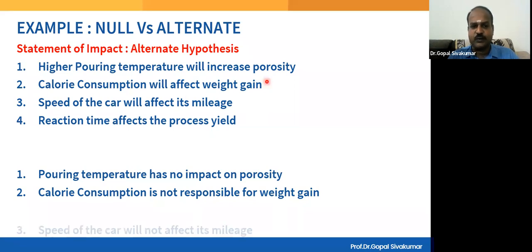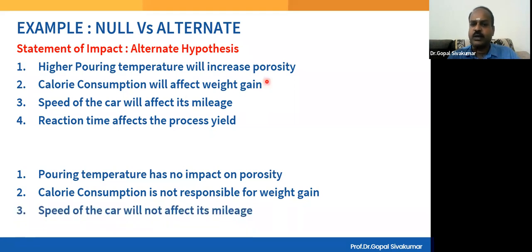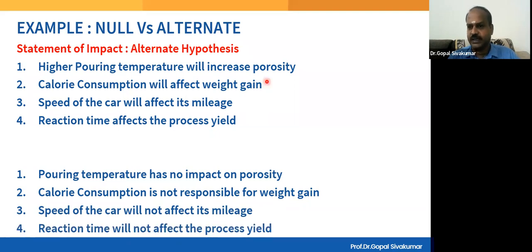Again, it's a statement of no impact. Speed of the car will not affect its mileage. You drive the car at whatever speed you want, the mileage is same. If you say like this, it is again a statement of no impact. Reaction time will not affect the chemical process yield. Whatever is the amount of time you allow the chemicals to react, the final yield is going to be same.